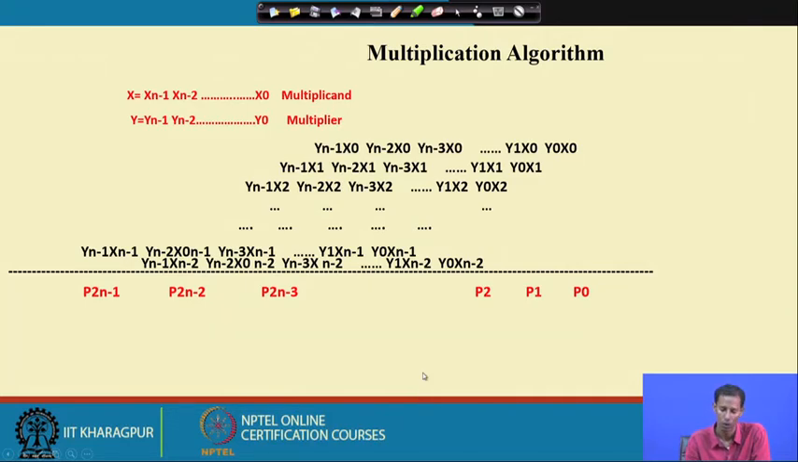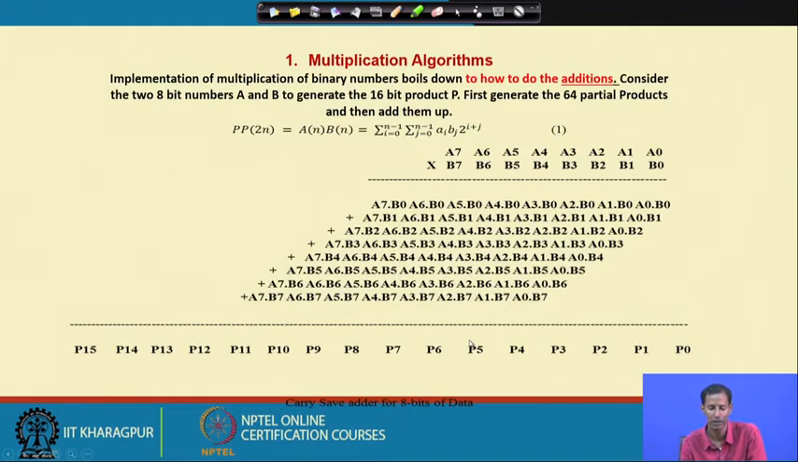Okay. So it says that the implementation of multiplication of binary numbers boils down to how to do the additions. Here, if I consider A of 8 bits and B of 8 bits, at that time the multiplication operation will be something like this. So 8 plus 8 means what? In total the product will be 16 bits.